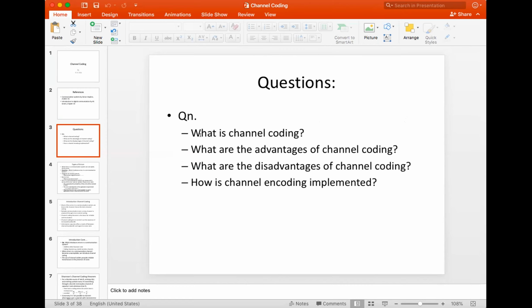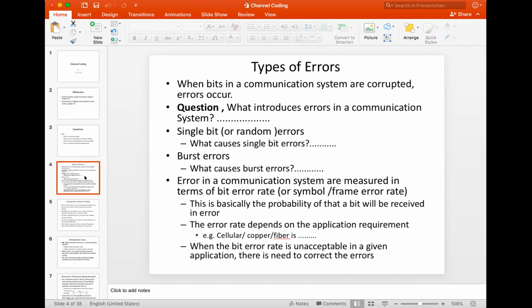Okay, so the first question is, what is channel coding? What is the advantage of channel coding? What are the disadvantages of channel coding? And how is channel coding implemented? Okay, so that's what we'll be trying to do and look at in this particular course.